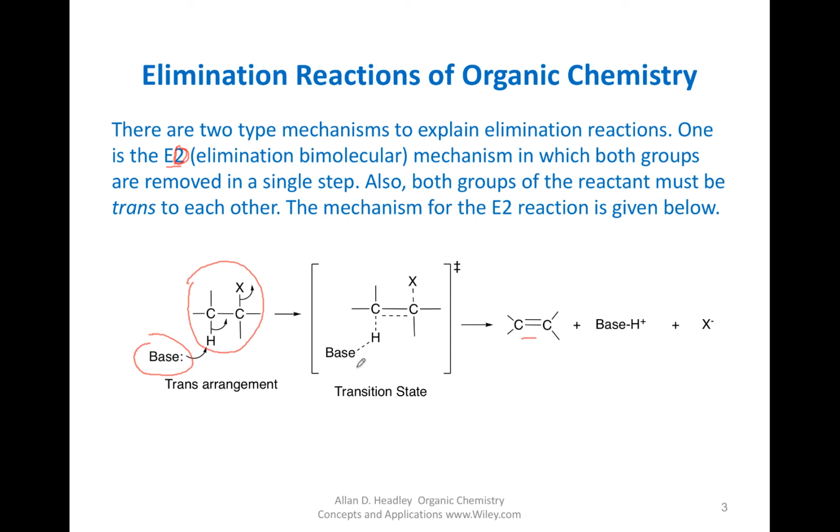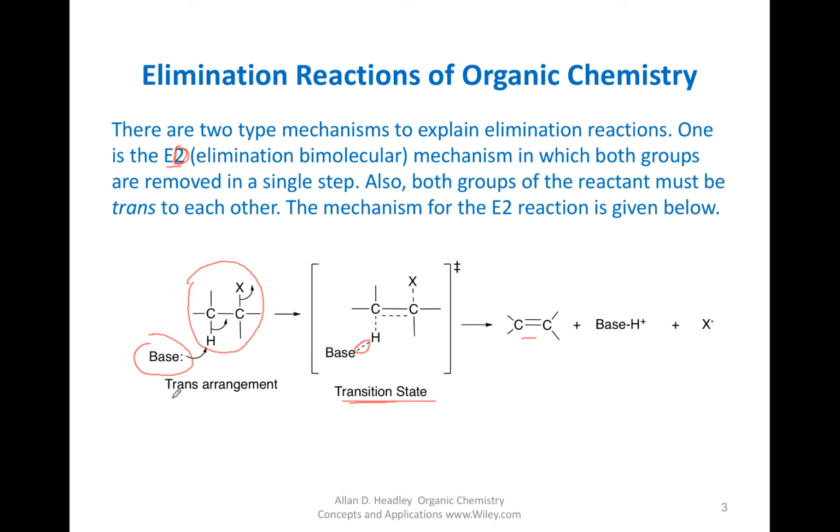Since it's a single step, there is one transition state for that step. Notice the transition state here is shown by dotted lines. Remember, dotted lines here mean that they are partial bonds. Remember, transition state is a description of the reactants going to products. So in that transition, we have partial bonds being formed and partial bonds indicating bonds being broken.